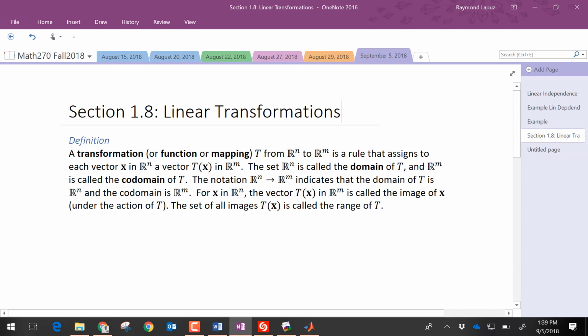So linear transformation. Well, before we get into the linear part, let's talk about a transformation first. A transformation is essentially a function, and the function takes an input and gives an output. The whole idea is that it assigns a unique output. That's what a function was. And so instead of going from a real number to another real number, like x squared going from R to R, here we're allowing ourselves to go from a vector space to another vector space.